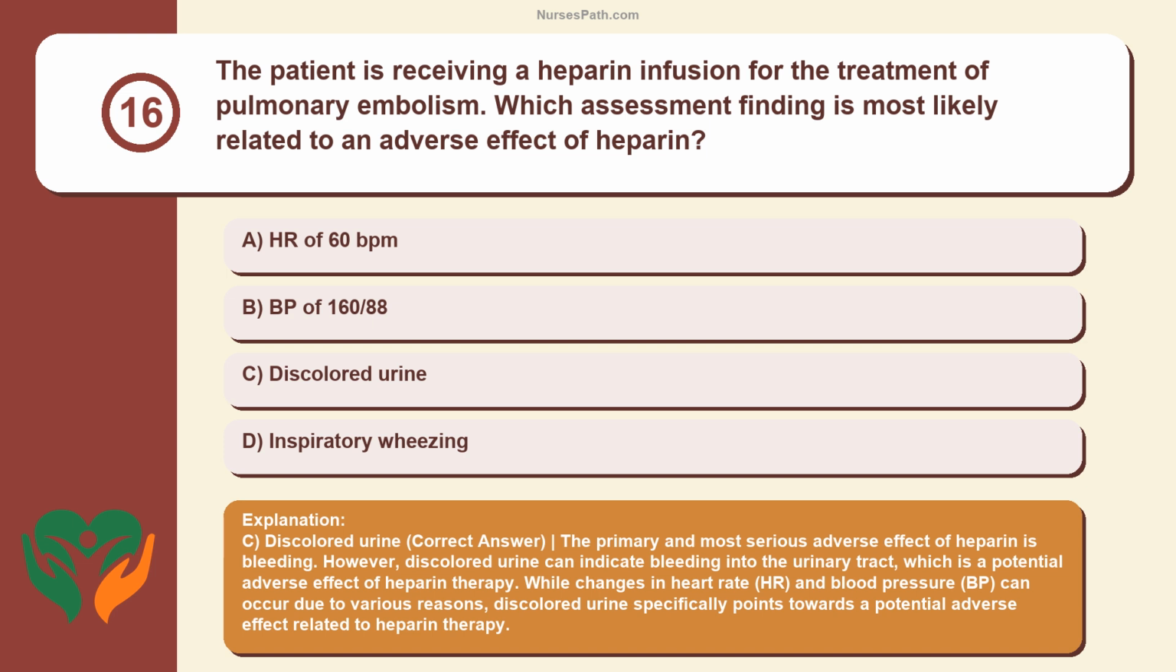The primary and most serious adverse effect of heparin is bleeding. However, discolored urine can indicate bleeding into the urinary tract, which is a potential adverse effect of heparin therapy. While changes in heart rate, HR, and blood pressure, BP, can occur due to various reasons, discolored urine specifically points towards a potential adverse effect related to heparin therapy.